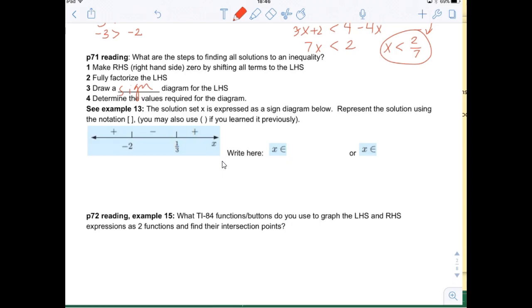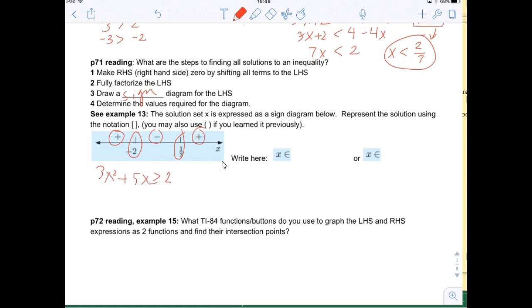See example 13. The solution set x is expressed as a sign diagram below. Represent the solution using square bracket notation. You may also use round brackets if you learned it previously. I'm not going to talk about round brackets, I'm just talking about square brackets here. Okay, so in this case, we found 2 critical points, which are -2 and 1/3. And then we've tested the intervals in between them, and we found that this interval is positive, this interval is positive, and this interval is negative.